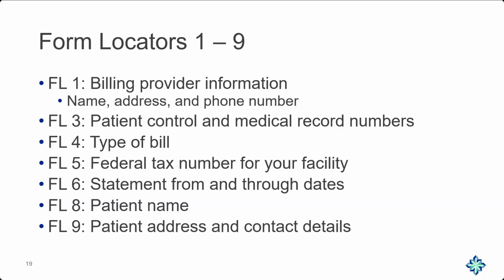Form locator 4 is the type of bill, and we'll talk a little bit more about that in just a moment. We also have the federal tax number for your facility. Form locator 6 is the statement covers period or the from and through dates for the claim. Form locator 8 is the patient's name, and you should enter it exactly like it's shown on their Medicare card or what you see in the common working file. I mentioned the patient's master record. This is their master record with Social Security.